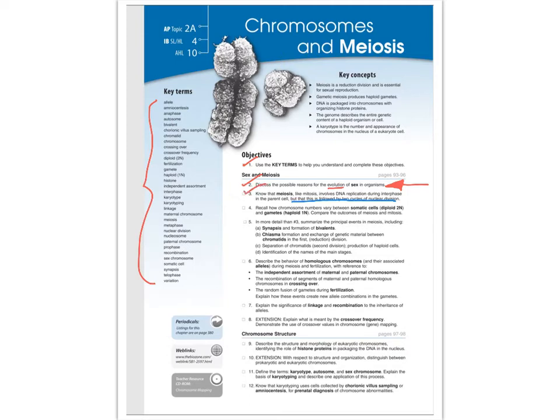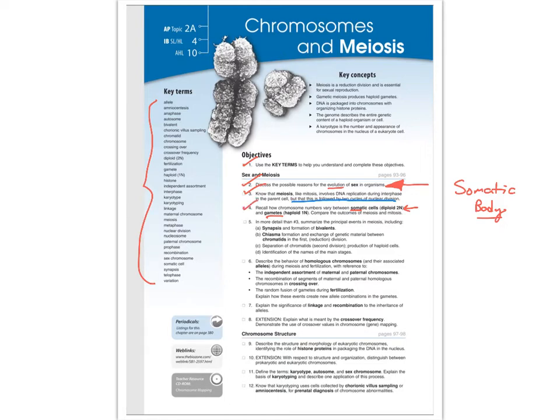Recall how chromosome numbers can vary between somatic cells. Those are those cells that are 2N. Somatic means body cells. That's every cell in your body except for your gametes, right? In gametes, in humans, it's sperm and egg, but it's those cells that only have 1 copy of each chromosome, 1 copy of each gene.